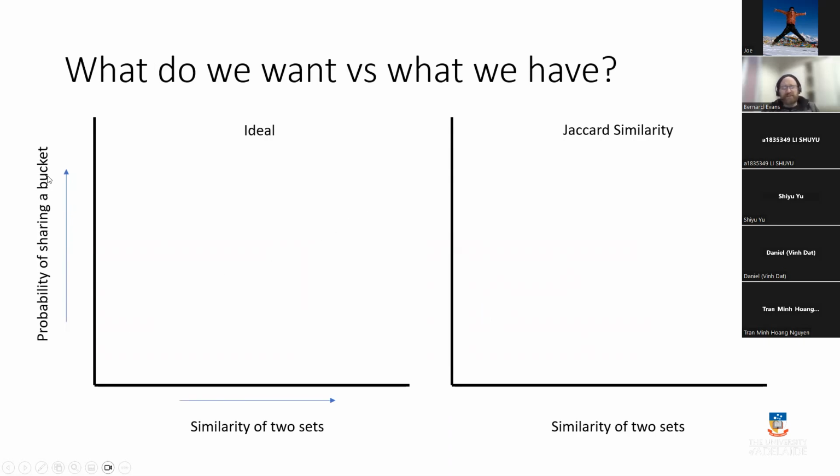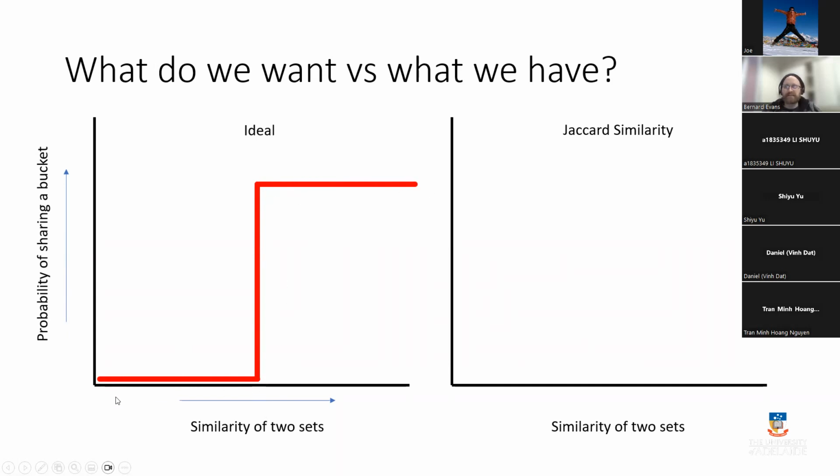So what are we actually trying to do here? This is just to give you an idea of what the point is. Imagine we have two sets, and we want to calculate the similarity of the two sets, and work out the probability of sharing a bucket. Ideally, what we want is a situation where, at some point, if they are similar enough, they will always be in a bucket together, and below some amount, they're never in a bucket together.